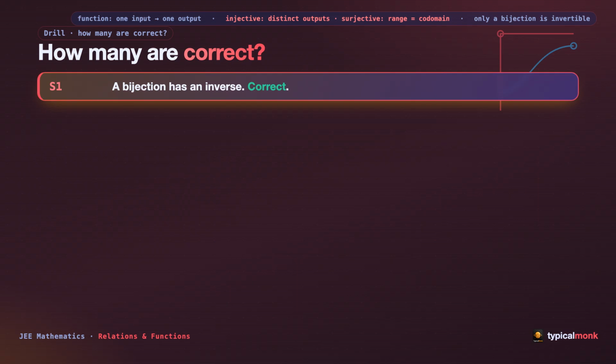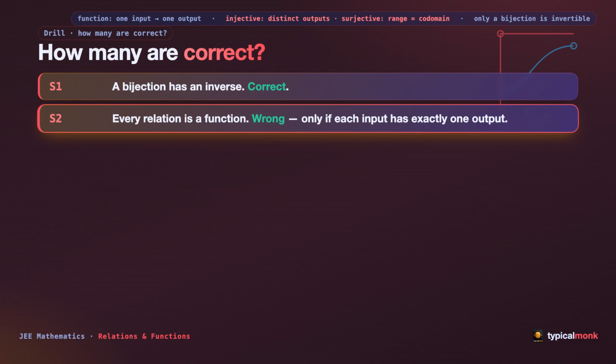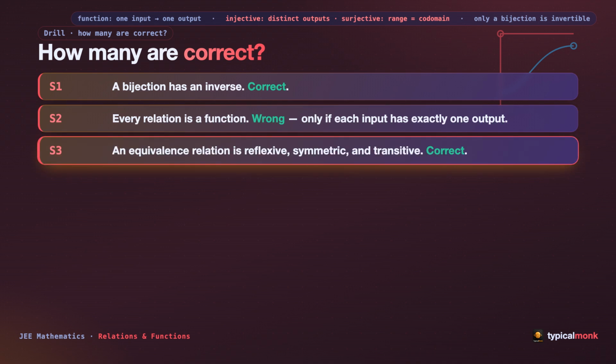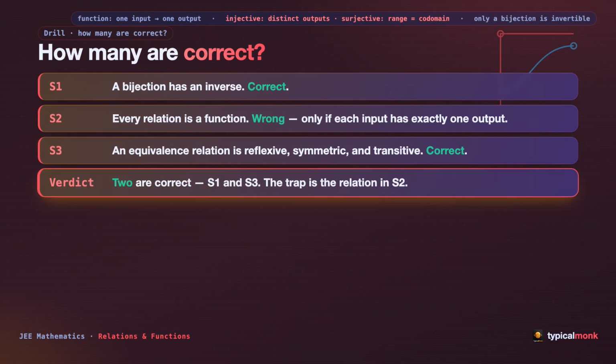Now, how many of these statements are correct? Statement 1. A bijection has an inverse. Correct. Statement 2. Every relation is a function. Wrong. Only if each input has exactly one output. Statement 3. An equivalence relation is reflexive, symmetric, and transitive. Correct. So the answer: 2 are correct, statements 1 and 3. The trap is the relation in statement 2.